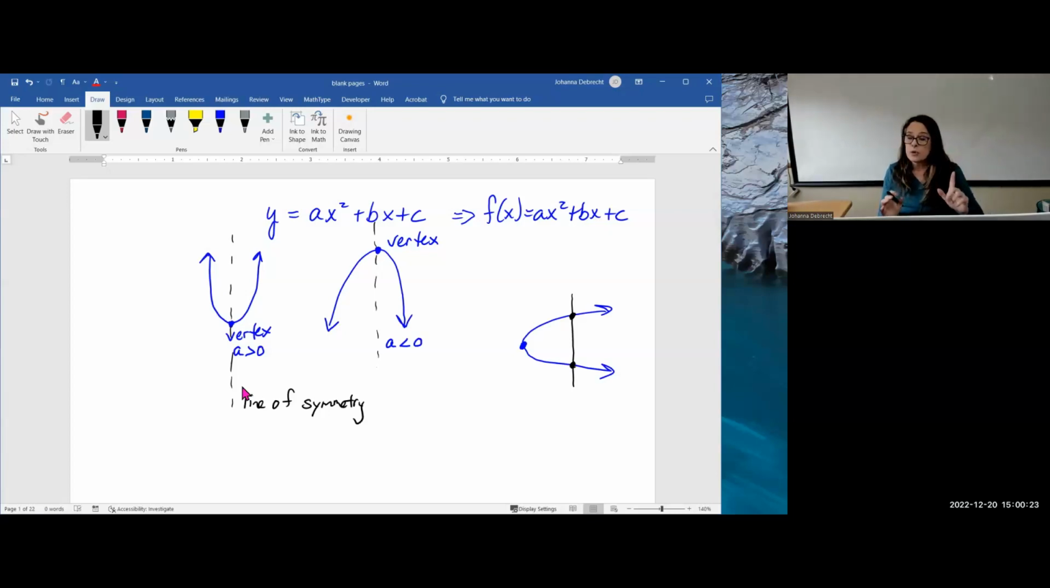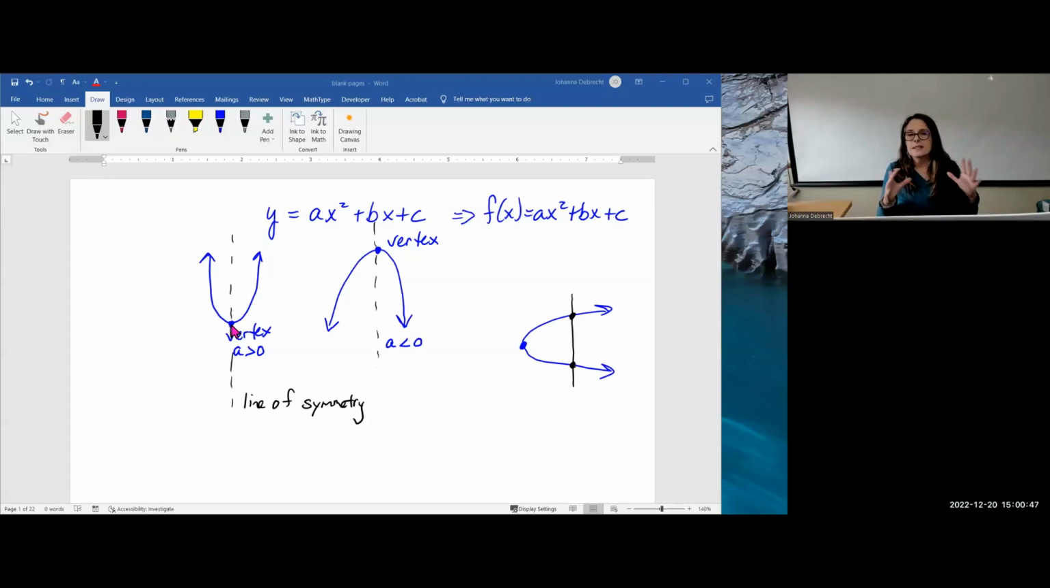Now, it's also true for parabolas that open left and right, but they're not functions, and we're not going to focus on those. When we look at the ones that are functions, this would be the one on the left, what you see right here, and the one on the right, what you see right here, ignoring this guy. So when we're looking at these, the line of symmetry goes through the vertex.